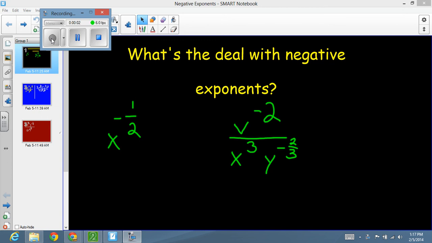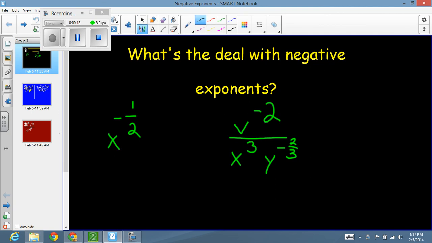Okay, so what's the deal with negative exponents? Well, the deal is this: we cannot have them. Okay? So the idea is, if we have a negative exponent, we can simply take that variable and the exponent and move it to the other part of the fraction and make it positive. So let me do it.